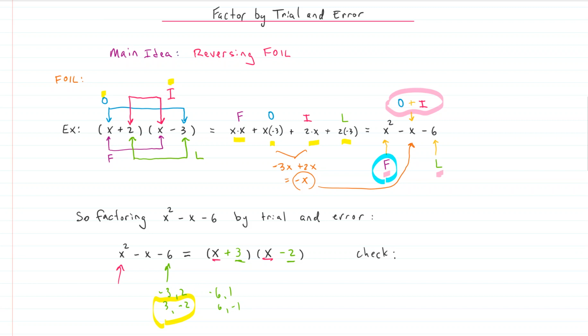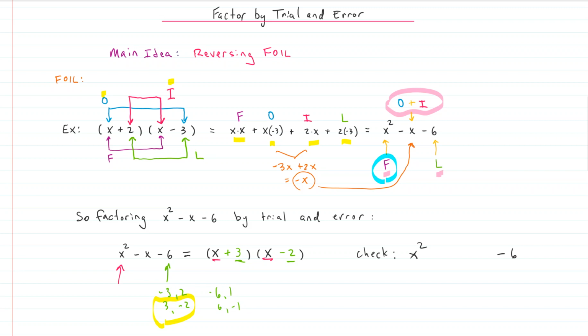If we quickly did FOIL, we get x and x, we get x squared, which we knew, right, because we chose that to be right. And let's do the last term. 3 and -2 gives us -6. The last term we got right. We knew that because we chose it to be correct. But now the inner two, we don't know.